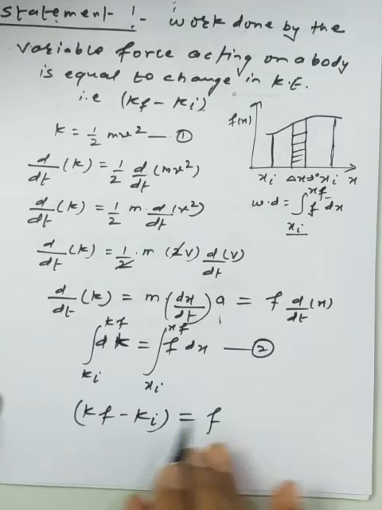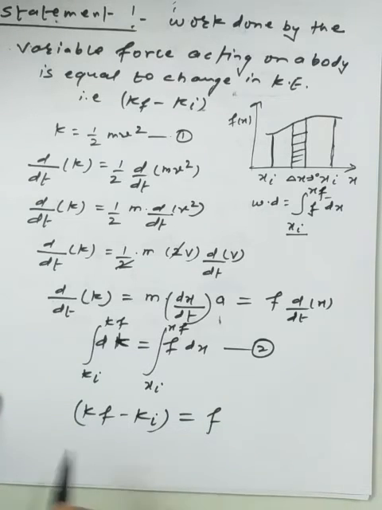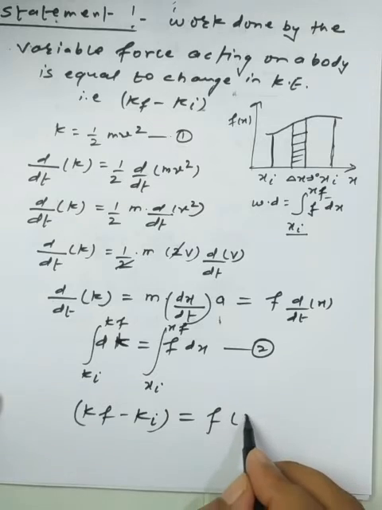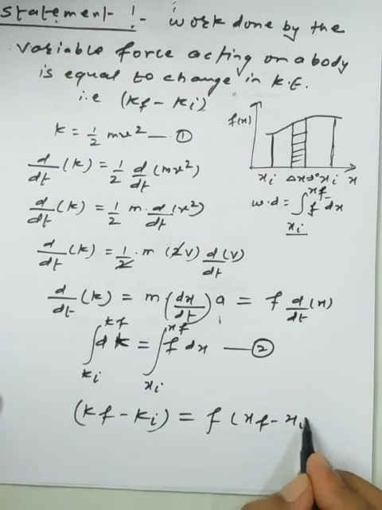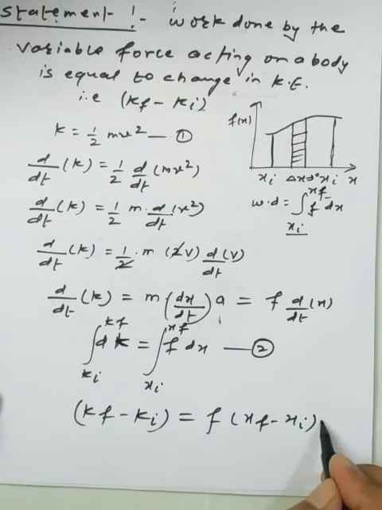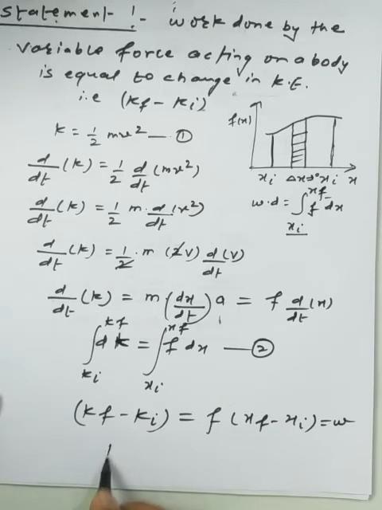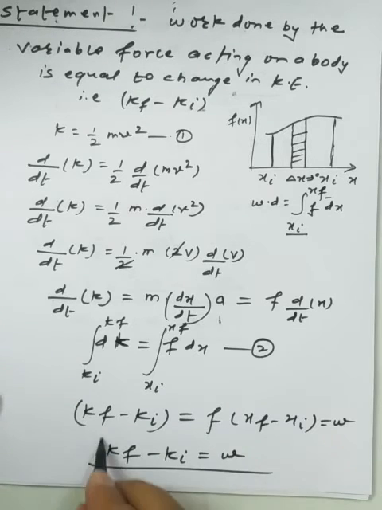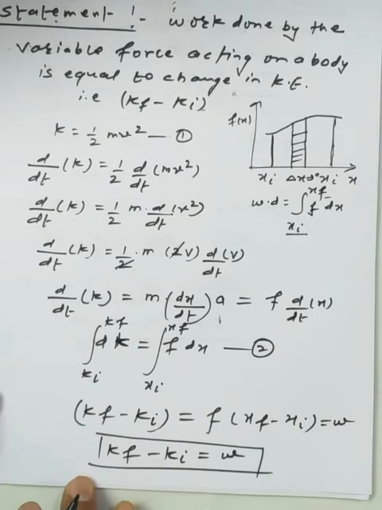Already we have done one question on variable force, so we get x final minus x initial. Here you must pay attention: the product of the force and the displacement is the work. So we further get the meaning of the change in kinetic energy, as we have applied the concept of variable forces. So this is the relevant proof of this theorem we have.